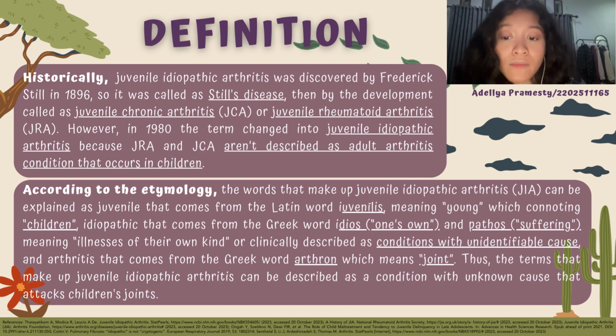According to the etymology, the words that make up juvenile idiopathic arthritis can be explained as follows. Juvenile comes from the Latin word juvenile, meaning young, connoting children. Idiopathic comes from the Greek words idios, meaning one's own, and pathos, meaning suffering, meaning illnesses of their own kind, or clinically described as conditions with unidentifiable cause. And arthritis comes from the Greek word arthron, which means joint. Thus, the terms that make up juvenile idiopathic arthritis can be described as a condition with unknown cause that attacks children's joints.